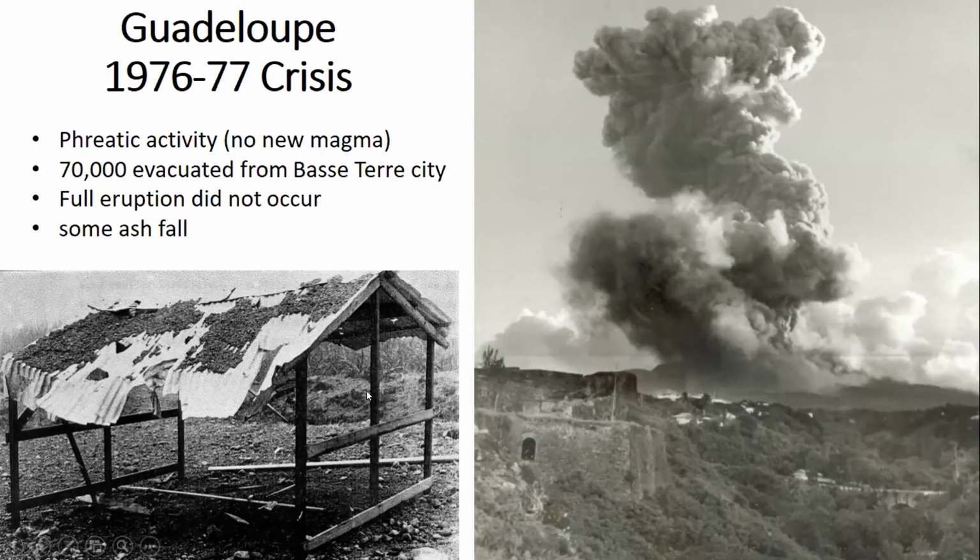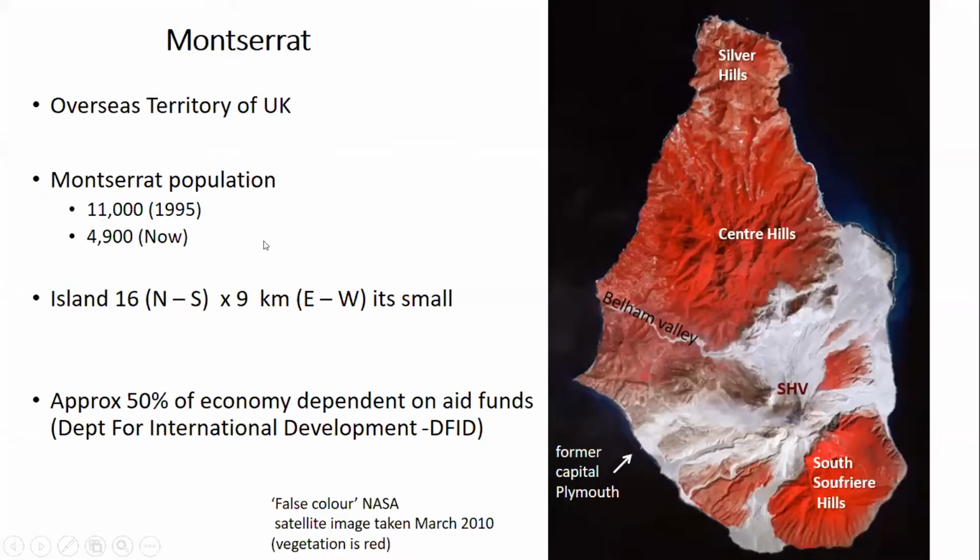Yes, there was still a hazard. The hazard was ashfall, but it did not develop into a full eruption with pyroclastic flows like happened in Montpelier, Martinique in 1902. So those 70,000 people that were evacuated were eventually allowed back to their city. And there's a great controversy about whether those people should have been evacuated anyway. So that's the crisis of Guadeloupe.